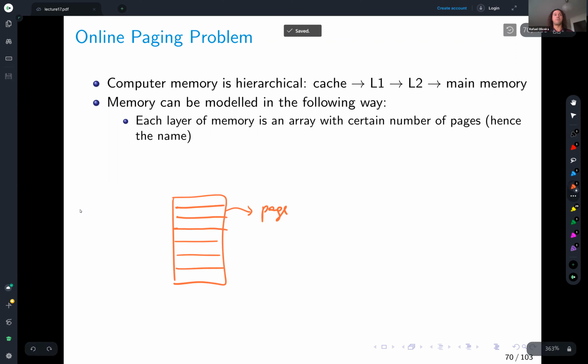Whenever you fetch something from memory, you're going to fetch it and put it in a page, or two, and so on. But let's just assume for simplicity that whenever you fetch something, you fetch one thing and you put it in the page. So one page can fit whatever data request you have during your algorithm. Does that make sense?